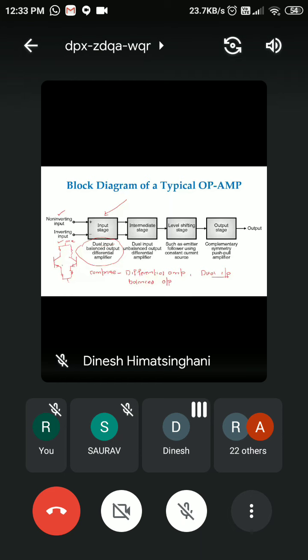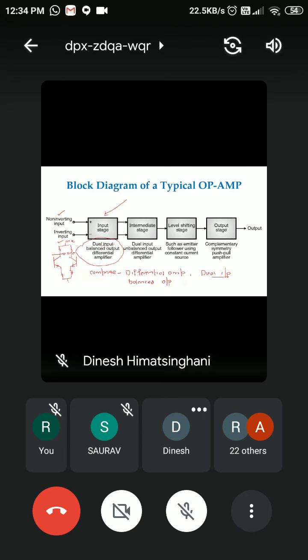What do you mean by the word balanced output? The balanced output means that the output of a differential amplifier is taken across both the collectors. So this is one collector and this is the other collector.